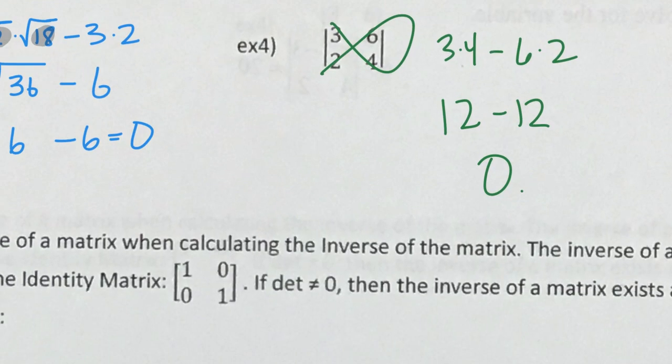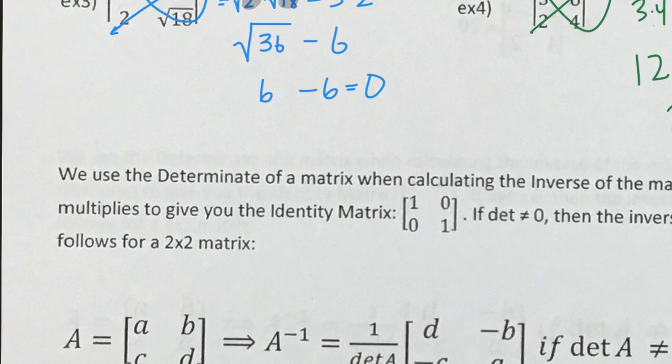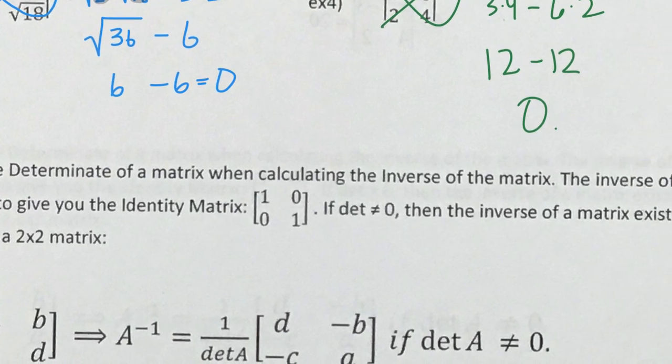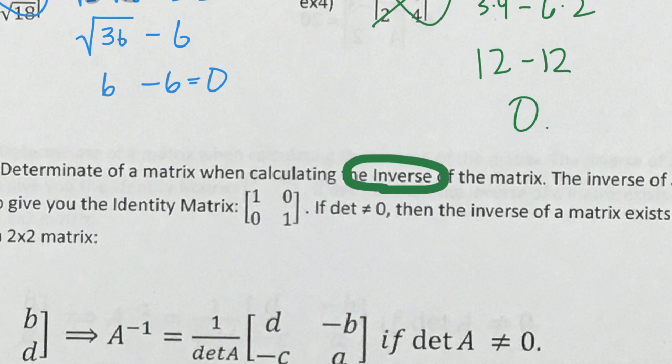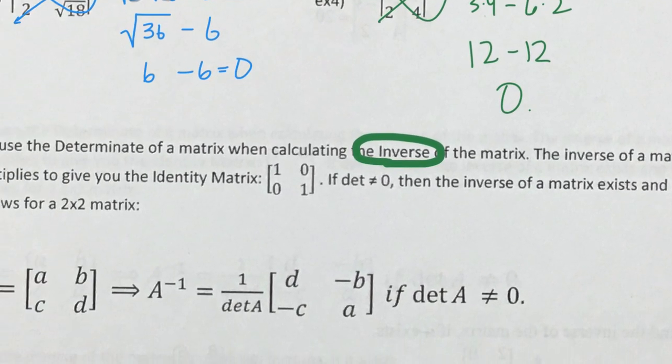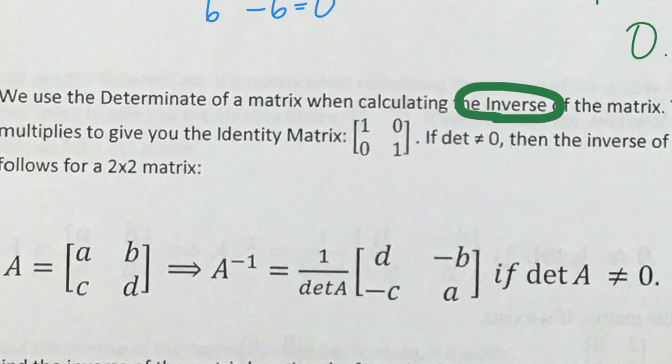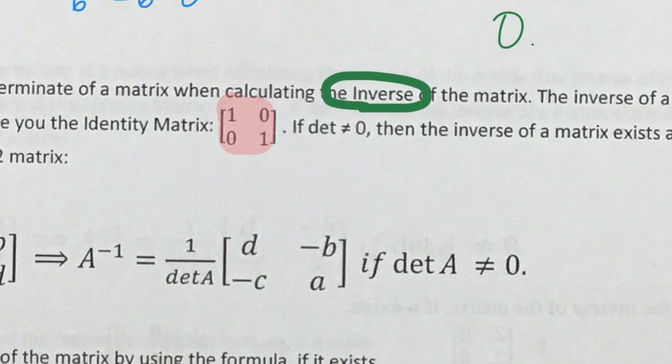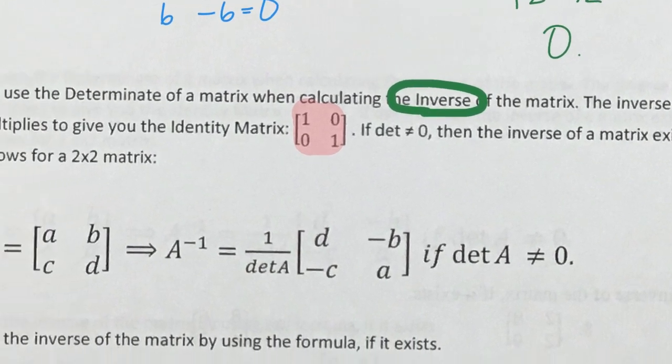So one use that we're going to study of the determinant is to make the inverse for a matrix. You use a determinant when you're writing the inverse of a matrix. The inverse of a matrix is a matrix that, when multiplied, gives you the identity. So this is the identity matrix for a 2 by 2. Okay, zeros on the one diagonal and ones on the other. And like it says, if the determinant does not equal 0, then the inverse exists.